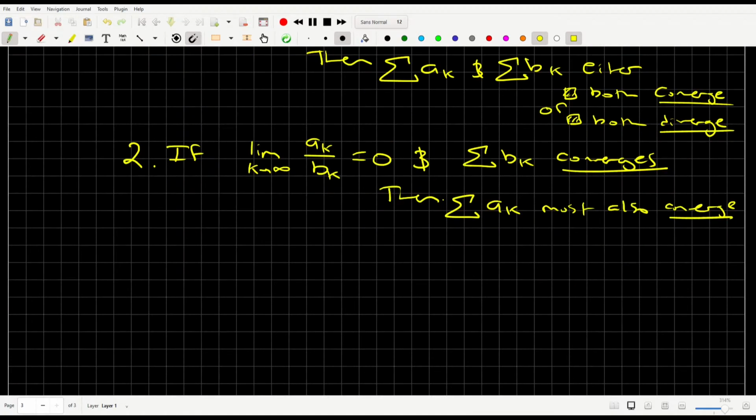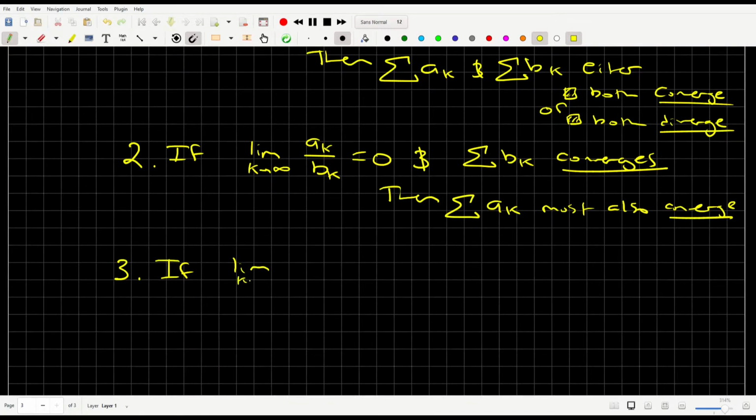And the reasoning behind this is basically if this limit is equal to 0, that means that the b_k are growing much faster than the a_k. So this infinite series of b_k is going to be growing much faster than the infinite series of a_k. And so if this is true and the series of b_k converges, then the sum of the a_k must also converge.